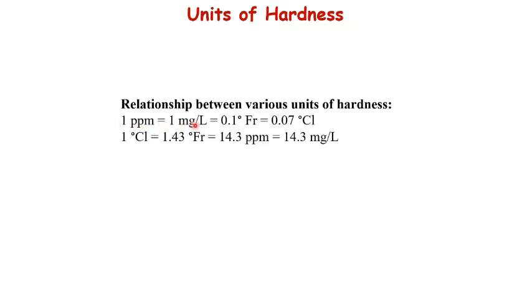1 ppm is equal to 1 milligram per liter, which is equal to 0.1 degree French, which is equal to 0.07 degree Clark. And if we equate this to 1 degree Clark, then we always get 14.3 milligrams per liter. So in either way, one can convert all these units accordingly as it has been asked in the question.